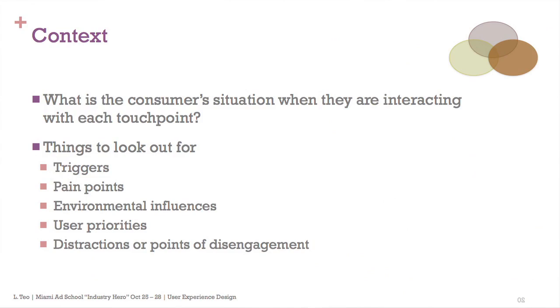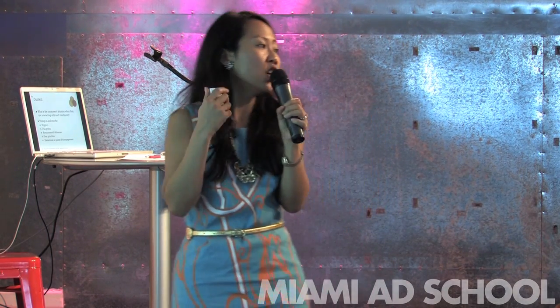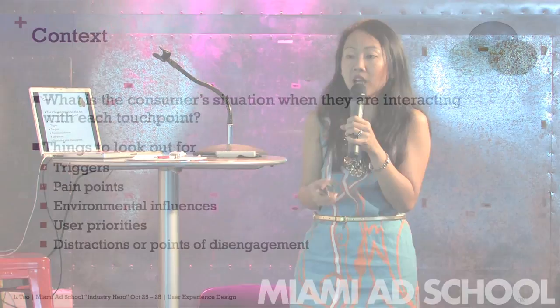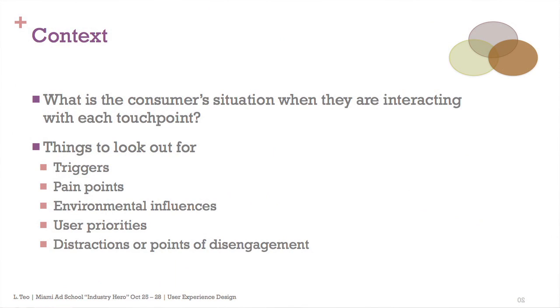Environmental influences. It could be sound, it could be noise, it could be stress, it could be if someone is using an app in a traffic situation, it's just you being aware of what are some of the unique environmental factors that go into play. Is someone looking at something in bright sunlight or not? So it's a little bit of ergonomics, but I think that if you can show that appreciation and that sensitivity to a consumer's environment, it will make you a more successful user experience designer. User priorities, we've talked about that, so I won't go into too much detail.